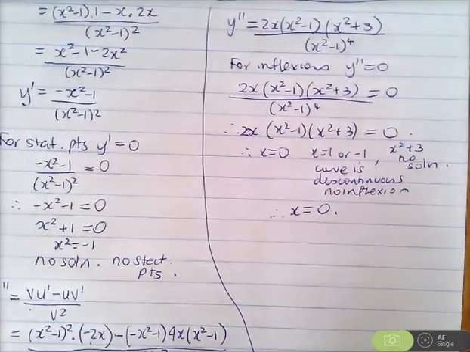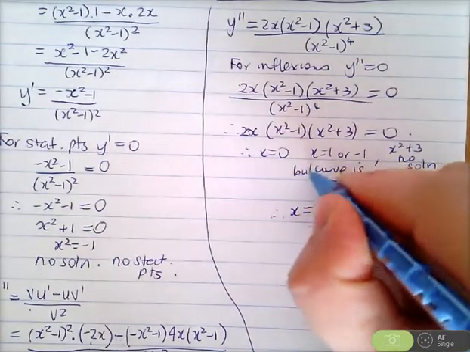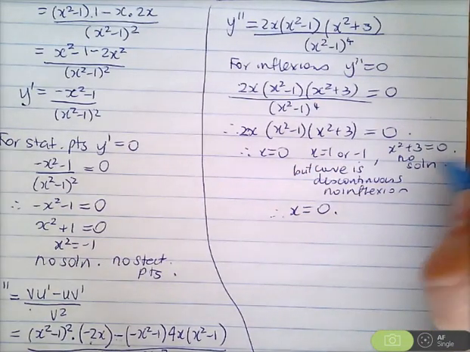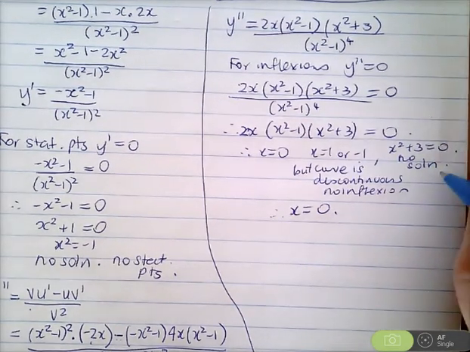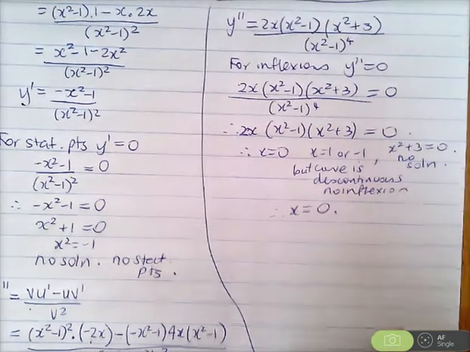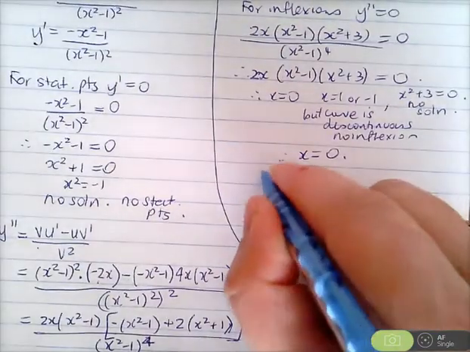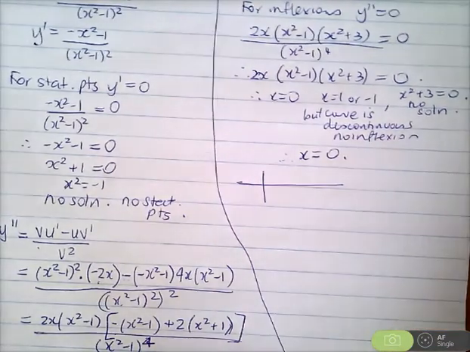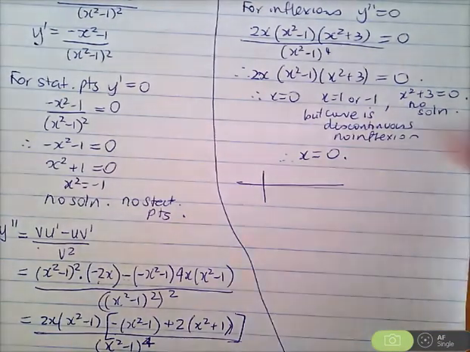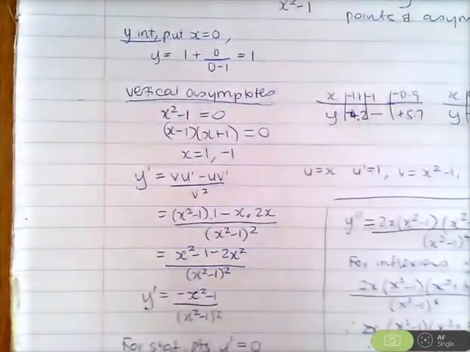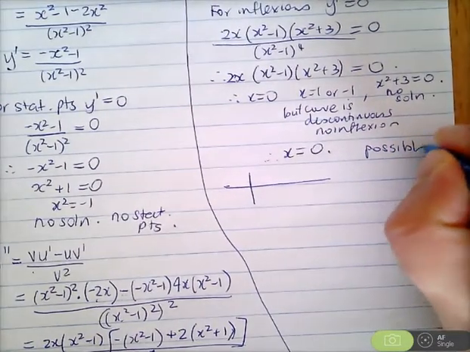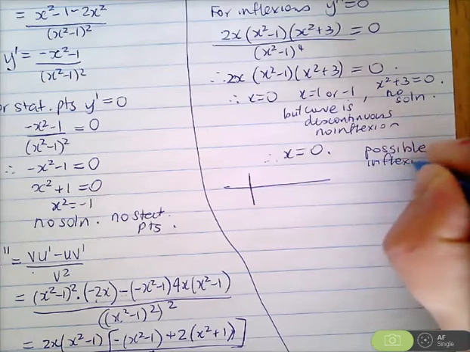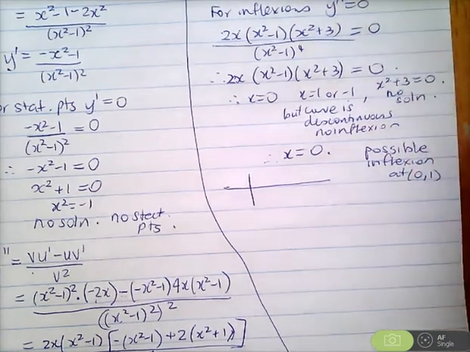Okay? So x squared plus 3 equals 0 has no solution because x squared is negative 3, and that has no solutions. Therefore, we've got a possible inflection at x is 0. We know, further up in the question, that when x is 0, y is 1. So we've got a possible inflection at 0, 1. So we need to check concavity.